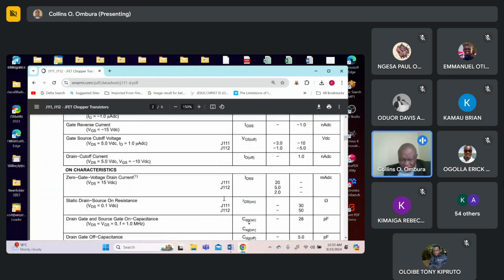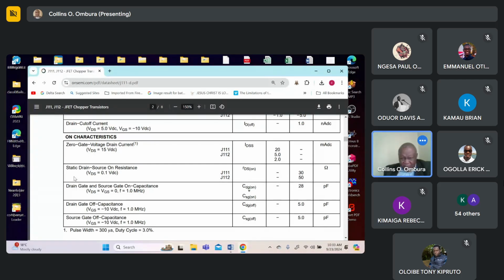So for example, the characteristic I told you. When you just switch it on, this is the static drain to source resistance. When it's on, it's about 30 ohms. It ranges from 30 to 50.